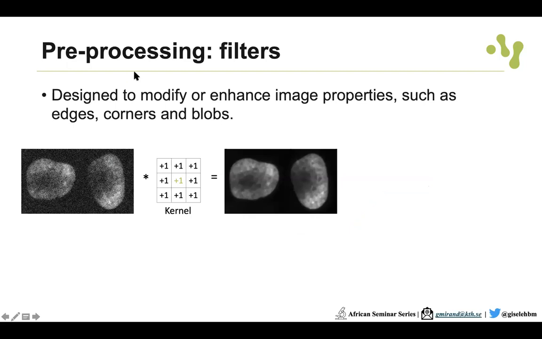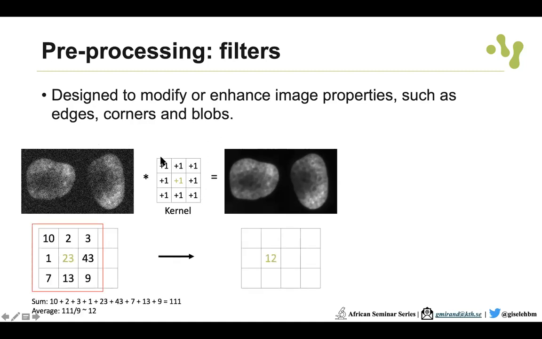In pre-processing, we can apply filters, for instance, designed to modify or enhance image properties such as edges, corners, blobs. Here we have an example of a noisy image containing two nuclei. This is the unfiltered image, and here is our filtered image, obtained by what we call a convolution between the original image and our kernel, which is designed for, in this case, the average filter.